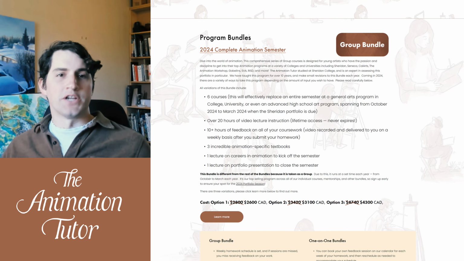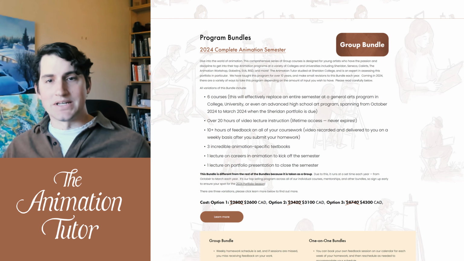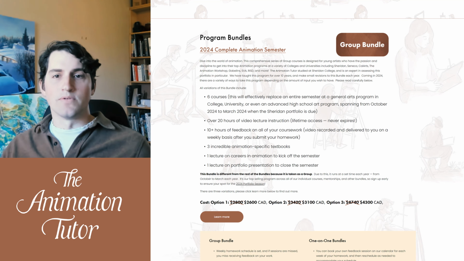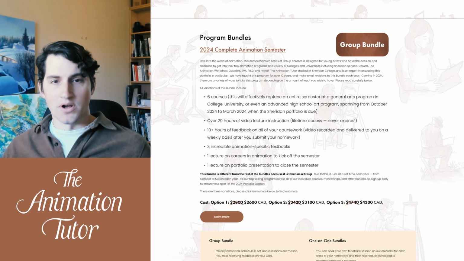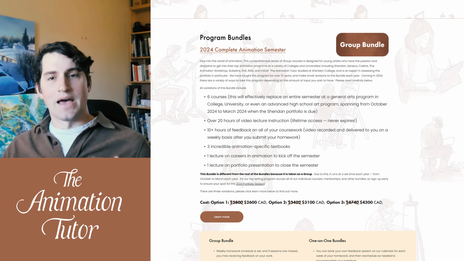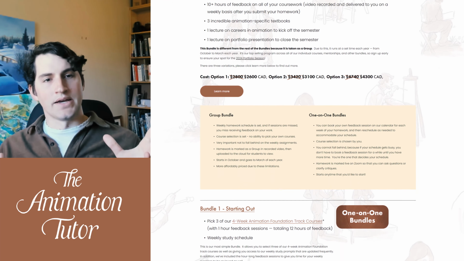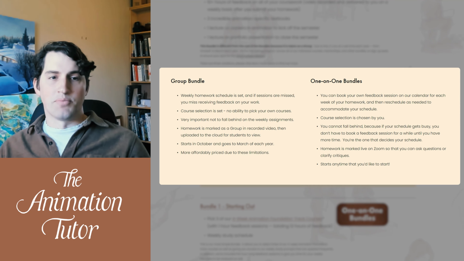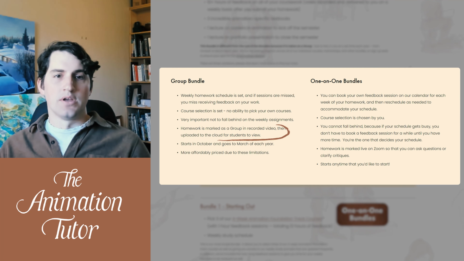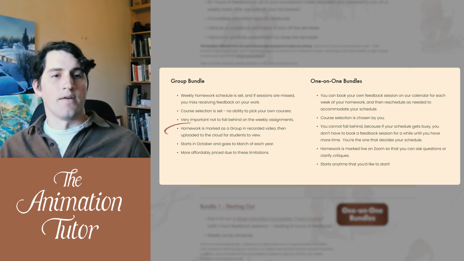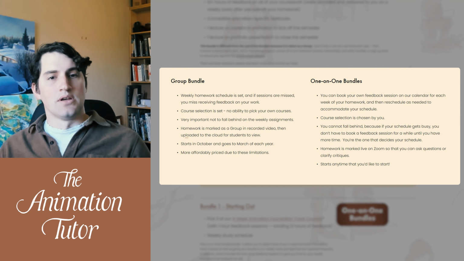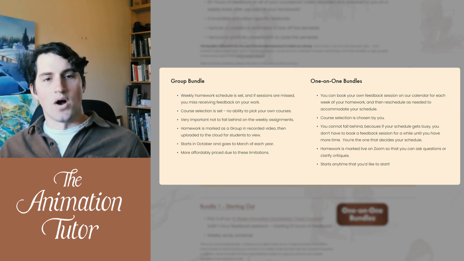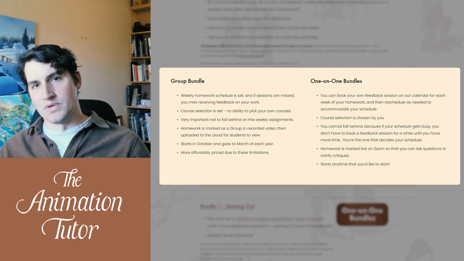The group bundle, which I just call the animation semester, comes with 6 preset courses, and since you are taking them with a group of other students, there is a set schedule for the homework due dates, and if you miss submitting your work on time, you miss the opportunity to have that week's homework reviewed. Also, unlike signing up for an individual course or taking any of the one-on-one bundles, the group bundle doesn't have live feedback sessions on Zoom, but instead I simply collect the homework files off of the Google Drive that are submitted by each student, and then I record a video of my critiques for everyone's work at once. This is why the group bundle is more affordable than the one-on-one bundles.